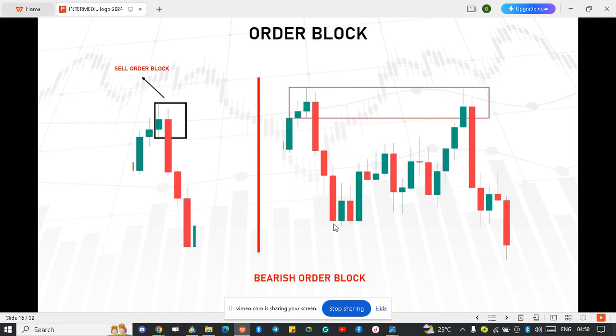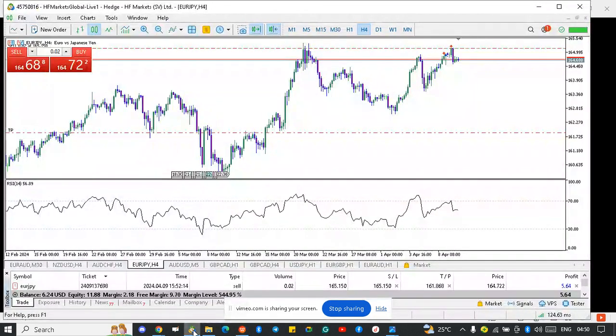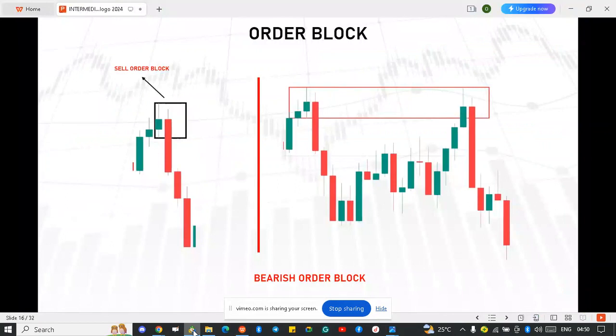Price leaves it, comes back into that very same order block, and price falls. In fact, personally, I fancy order blocks way more. I fancy them a lot because they are stronger. I love them. However, demand and supply are also very dope, but I also love order blocks. Lastly, on this session, I want to talk about flip zones.